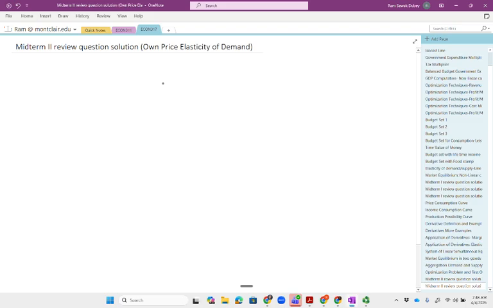So let's first write down the definition. The notation for own price elasticity is epsilon. It is the derivative of the demand function with respect to P, multiplied by the quantity price pair P over Q.